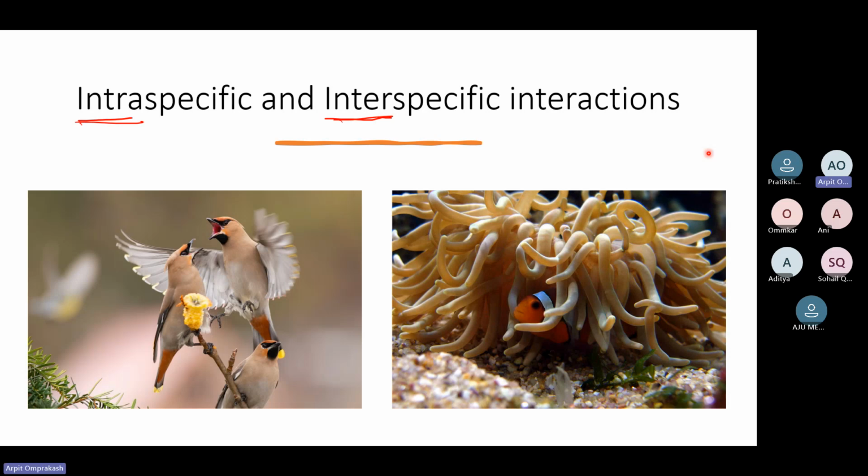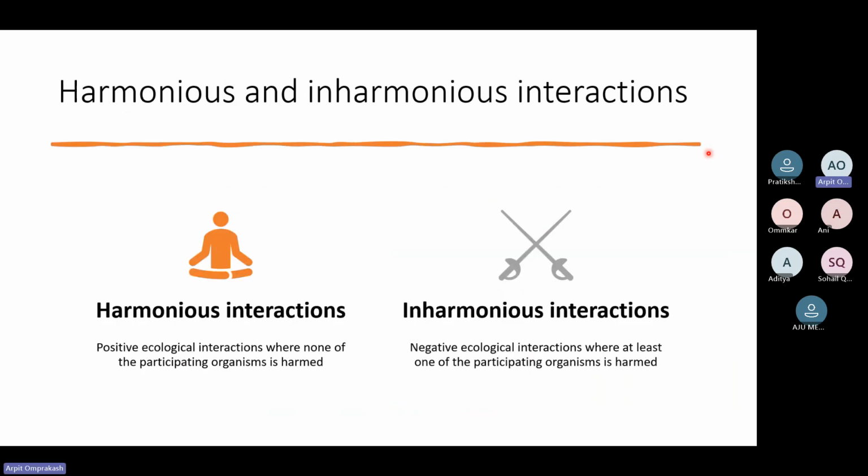Right? And we say the clownfish is resistant to the toxin that is produced by the sea animal, so it can go and hide there where its predators might come and basically get caught in the web. Right. Then interactions can also be termed as harmonious or inharmonious.